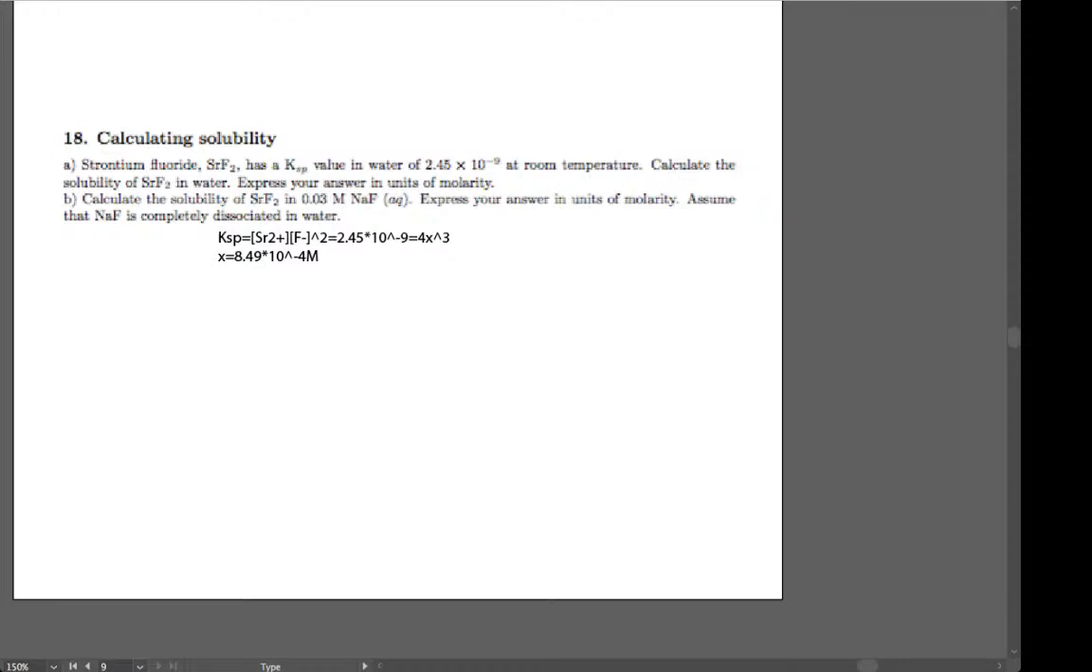Doesn't that mean that all I need to do is the same thing? Because the Ksp will be the same. We can use that fact, that 2.5 times 10 to the power of something must equal the concentration of Sr2+ times the concentration of F-. I think I just got myself too excited.